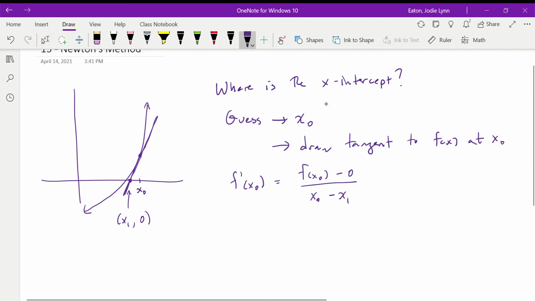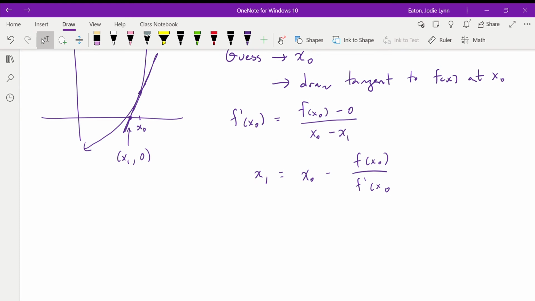So x1 is going to be equal to x naught minus f of x naught over f prime of x naught. All we're doing is multiplying both sides, dividing by f prime of x naught, and then adding x naught to both sides. So x1 is going to be a better guess. No matter where it is, it's going to be a better guess of the x-intercept.